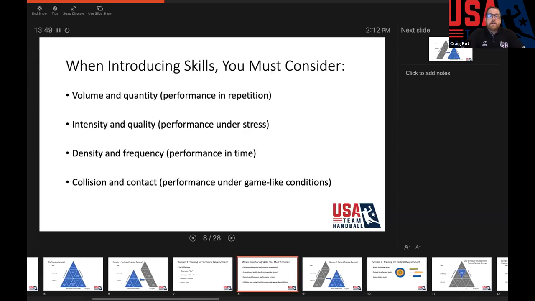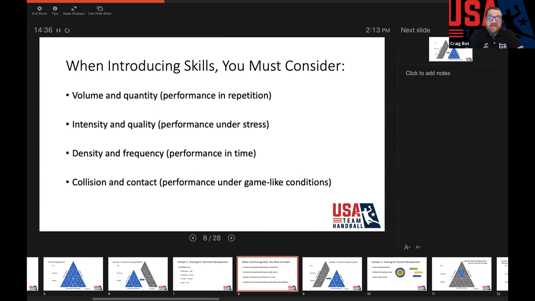When introducing skills, you must consider many things: volume and quantity, performance and repetition. How often should they do it? How many times, how long during practice? Performance under stress, intensity and quality. I firmly believe that you have to begin in one place and end in more and more game-like conditions. We're going to go over this at the end, but you begin by expecting quality of performance, then add stress and intensity and allow them to develop the skill under that. And you can do that just in the technical pyramid because you've chosen for them. You're not looking at them choosing the drill or choosing a technique.